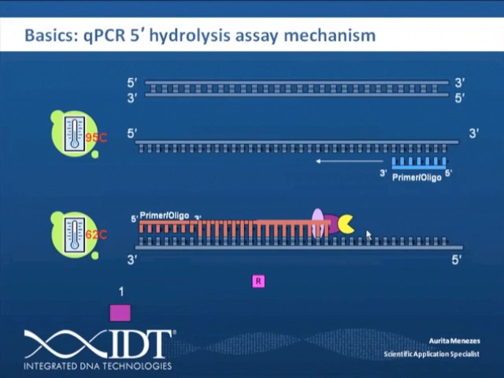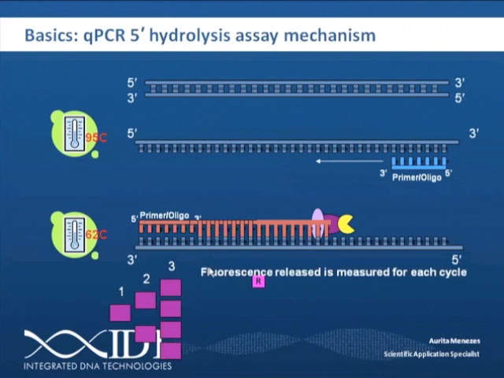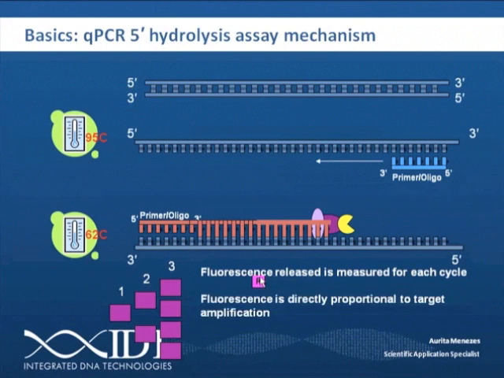So this is what happens in the first cycle, and then in consequent cycles, more and more target DNA is amplified. As more target DNA is amplified, more fluorescence is detected by the instrument. So fluorescence release is measured for each PCR cycle, and the fluorescence that is released is directly proportional to how much target DNA is synthesized and amplified.